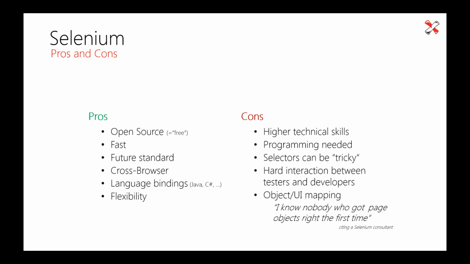Then when we have a look at another pro of Selenium, actually the execution is very fast. If you see a Selenium test running, that's not lightning speed, but fast. And it will become the future standard. You can easily run cross-browser tests. You can implement your tests in different languages with language bindings in Java, C#, JavaScript, I think Python, maybe Ruby, if I have it correctly in mind, and so on. And it also provides you really big flexibility, because you can customize the whole framework.